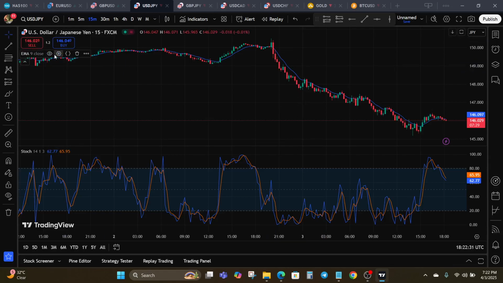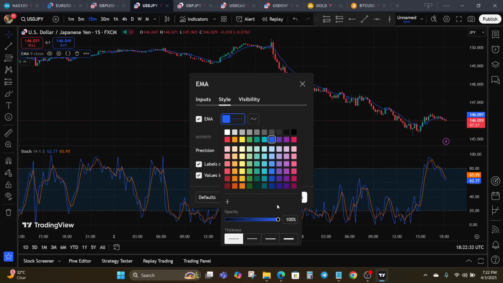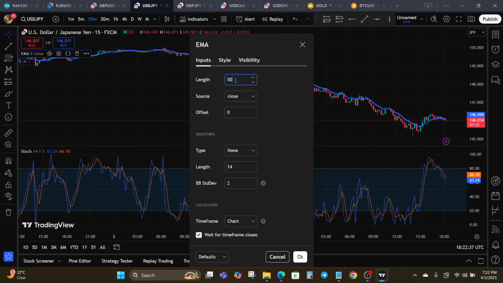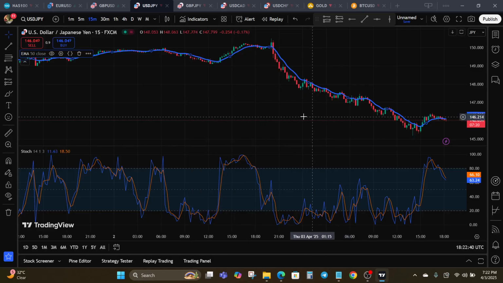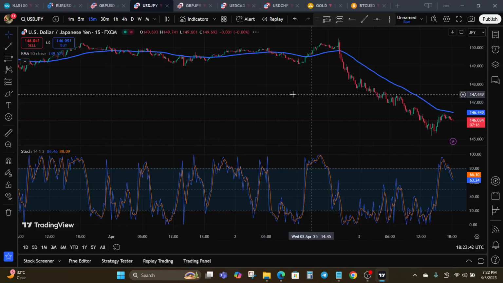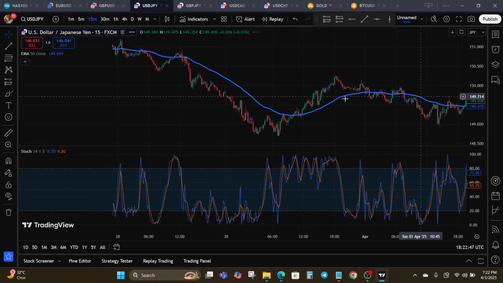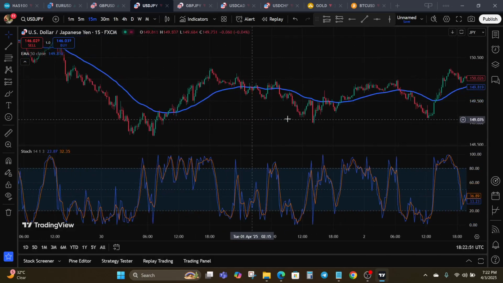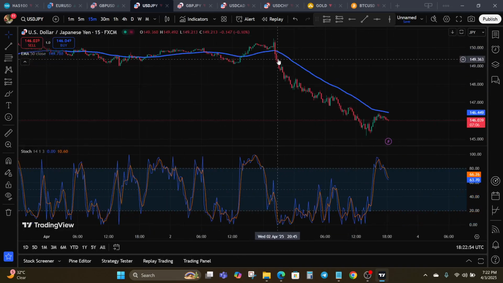I'm just going to set this EMA to 50 period. I'm going to use the 50 period EMA. So now the 50 EMA is used to define the market direction. If the price is above the 50 EMA, we are looking for buy setups. If the price is below the 50 EMA, we are looking for sell setups. So this ensures that we only trade in the direction of the trend and avoid unnecessary losses.